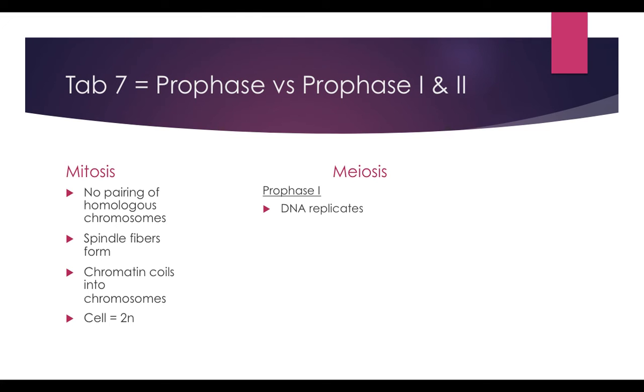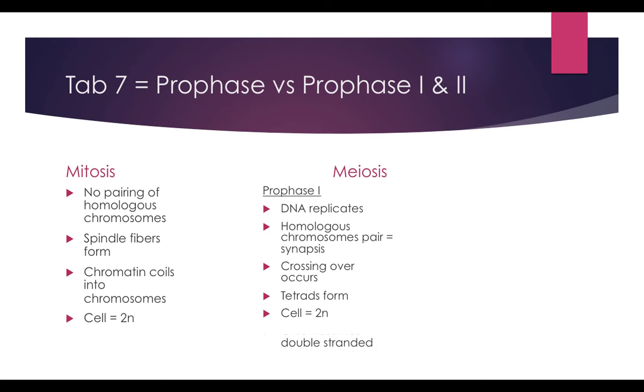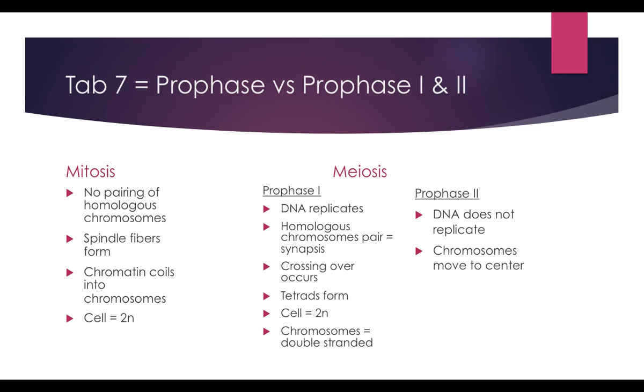With prophase 1, the DNA does replicate. The homologous chromosomes pair. That's the process of synapsis. Crossing over occurs, and the tetrads form. Again, the cells are diploid. Here, the chromosomes are double-stranded. In prophase 2, we don't replicate the DNA before this. The chromosomes are just moving to the center, and the cell is haploid, but the chromosomes are still double-stranded.